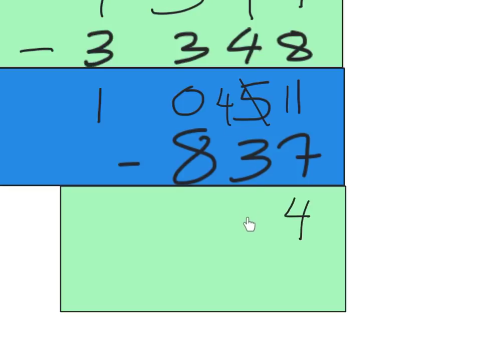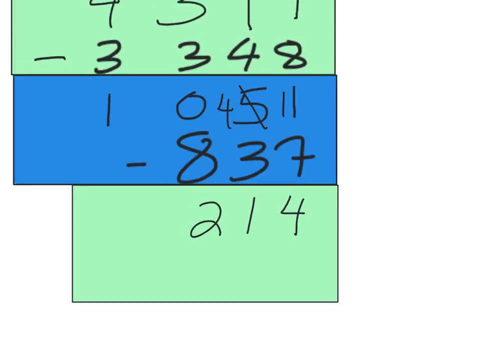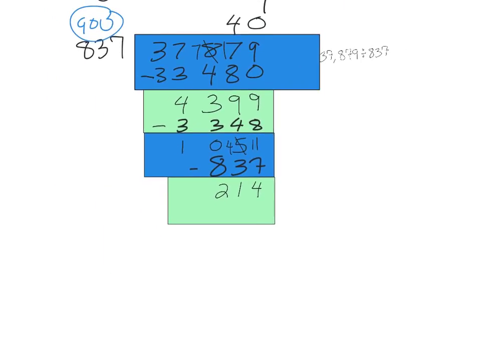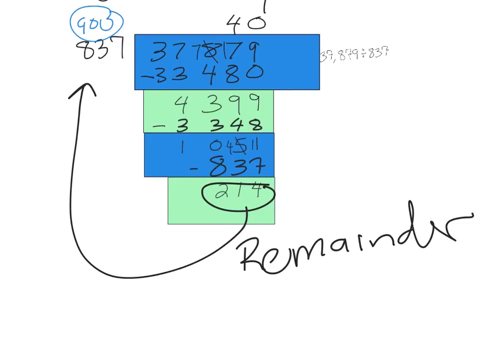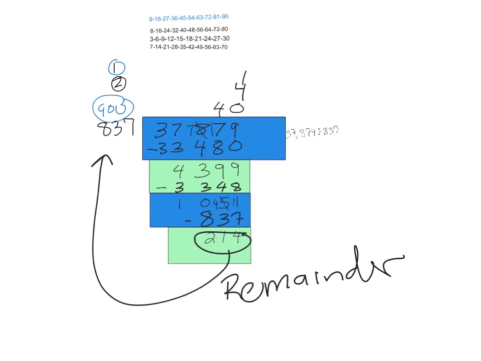4 minus 3 is going to give me 1 right there. And then 10 minus 8 will give me 2 right here. And if you notice, the 214 is smaller than the 837, so that is my remainder, right? And lovely, because that means we're really about done. I'm going to get rid of this so we have room. And let's just add this straight up this way.